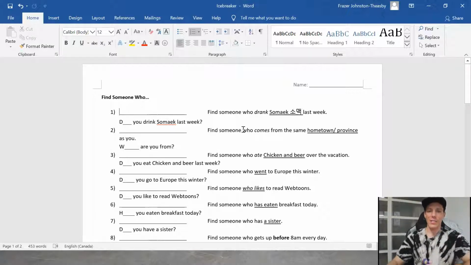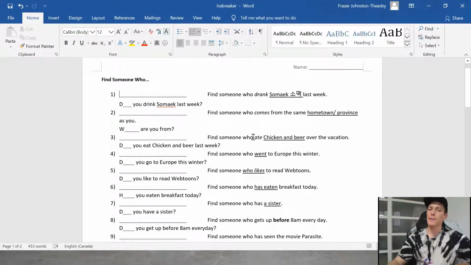Now, the next one, it says, find someone who comes from the same hometown or province as you. Province is do. So maybe you're from Gangwon-do or Gyeonggi-do. That's a province. So you can find somebody from the same area as you because nobody's maybe from your hometown. So you can find somebody from the same area. So you're like, oh, where are you from? Namyangju? Oh, I'm from Icheon. Okay, it's a match. Right? Maybe they're in Gyeonggi-do, so you can match them together. So your question, where are you from? Easy. If they say the same, you can write down their name.